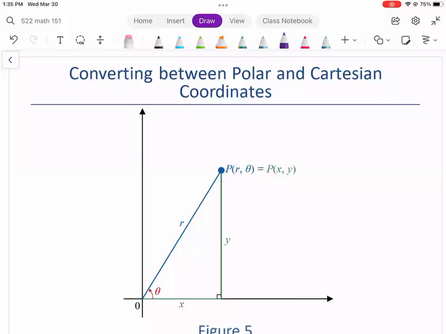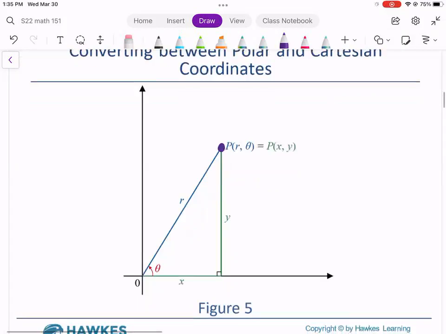We are now dealing with a second type of coordinate system, but it's important for us to be able to translate back and forth between Cartesian coordinates and polar coordinates. Notice that we can assume any point in the coordinate plane has an x and a y value, but we also want to be able to describe that with r and theta.